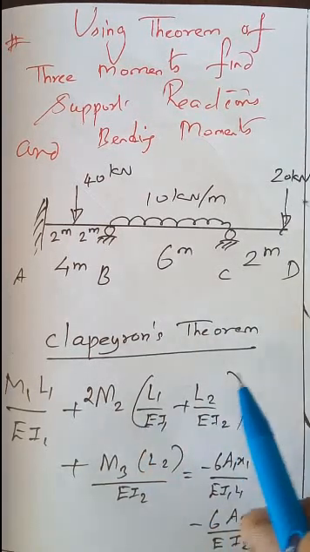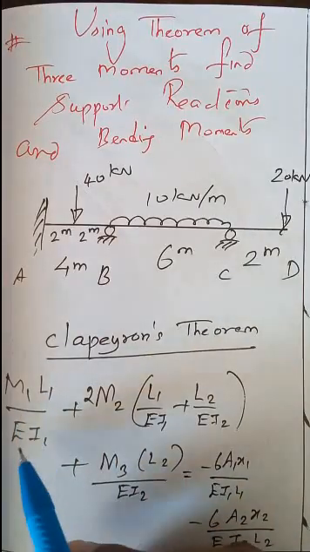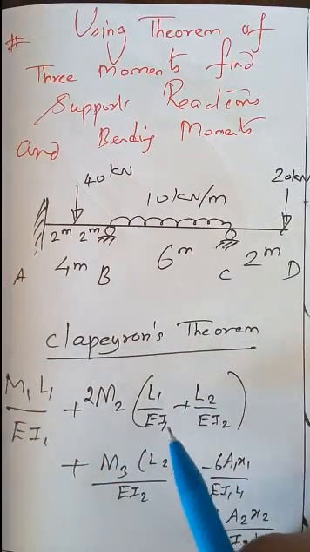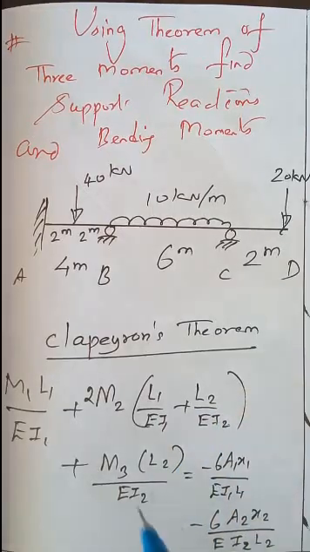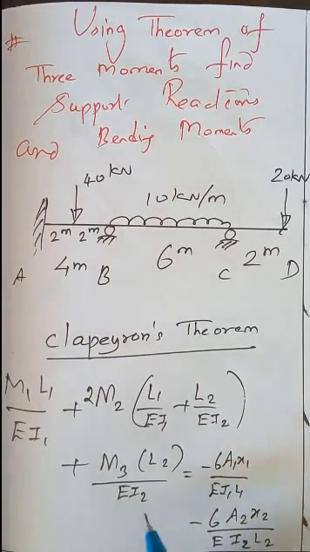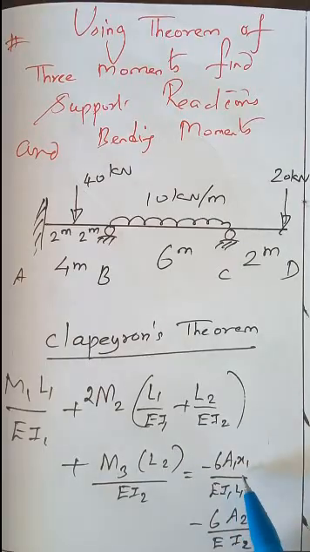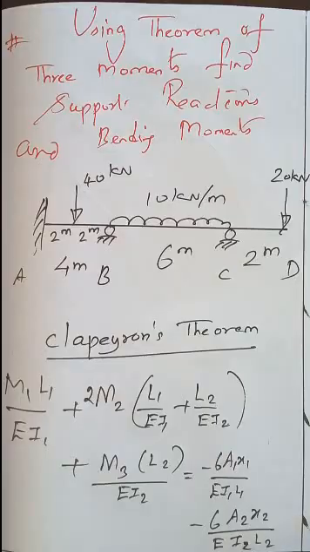So Clapeyron's theorem of three moments states that M1 L1 divided by EI1 plus 2 M2 into (L1 by EI1 plus L2 by EI2) plus M3 into L2 divided by EI2 equals minus 6 A1 X1 by EI1 L1 minus 6 A2 X2 by EI2 L2.